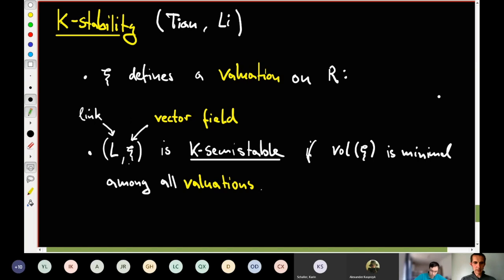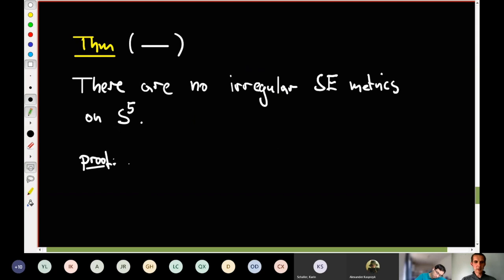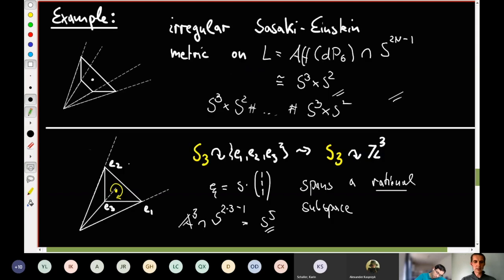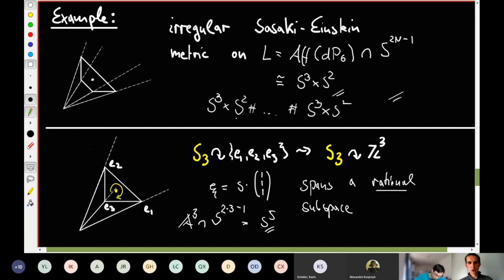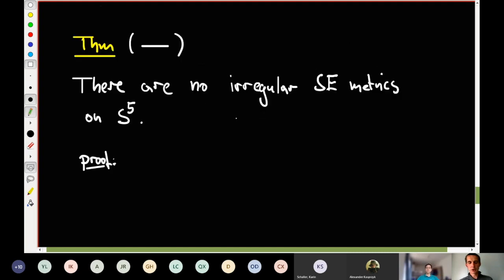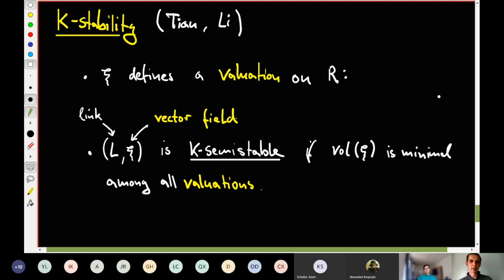And the last thing I want to do is to talk a little bit about the situation in the non-toric setting. So we have seen that in the toric setting, the existence of a Sasaki-Einstein metric was equivalent to this minimization property of psi. And this doesn't hold in the non-toric case. So the question is, how does this generalize? And the key concept here is called k-stability.